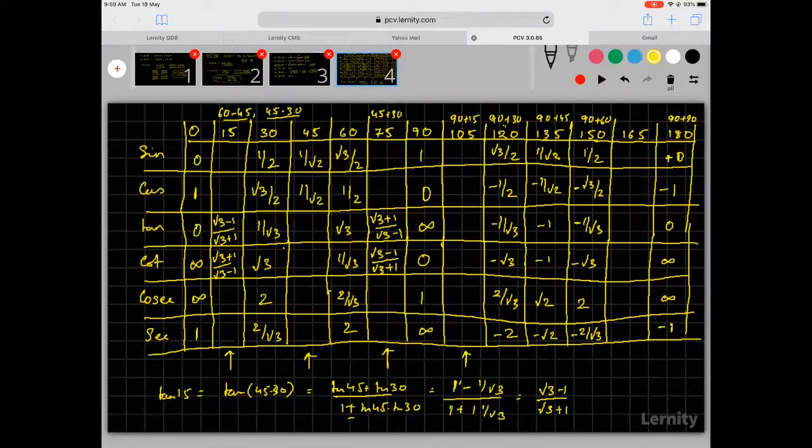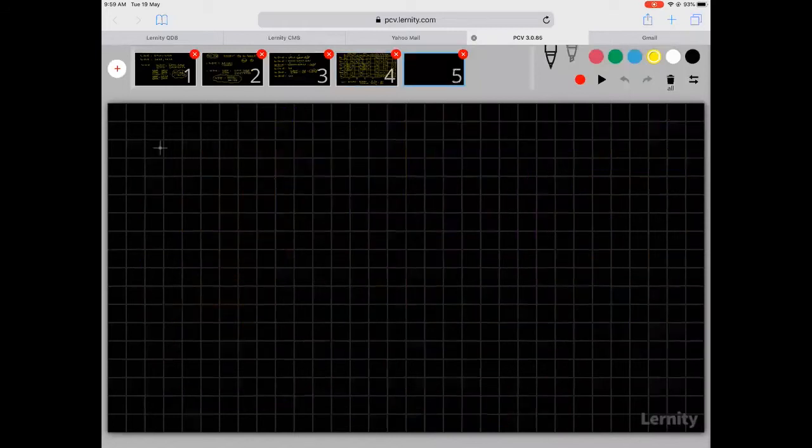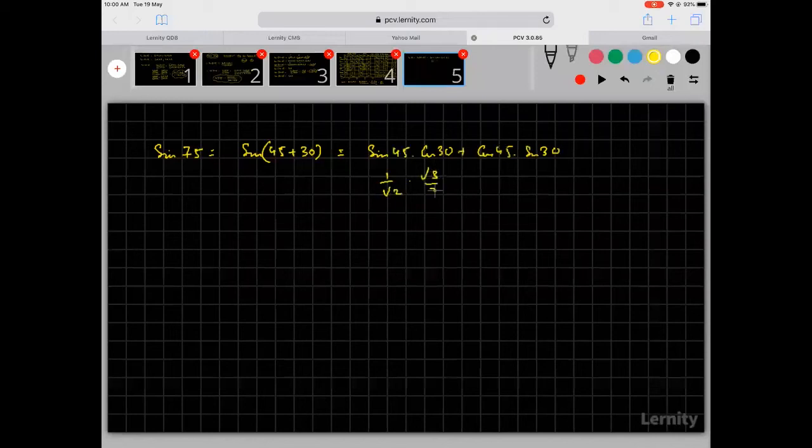I'll just illustrate one or two of them. So I'll try to help you find out sine 45, sine 75, cos 75 and 165. Yeah, so here it is sine 75. So sine 75 is equal to sine of 45 plus 30. So that is equal to sine of 45 into cos 30 plus cos of 45 into sine 30. So sine 45 is 1 by root 2, cos 30 is root 3 by 2, plus cos 45 is 1 by root 2, sine 30 is 1 by 2. So when I work this out, it is root 3 plus 1 by 2 root 2.